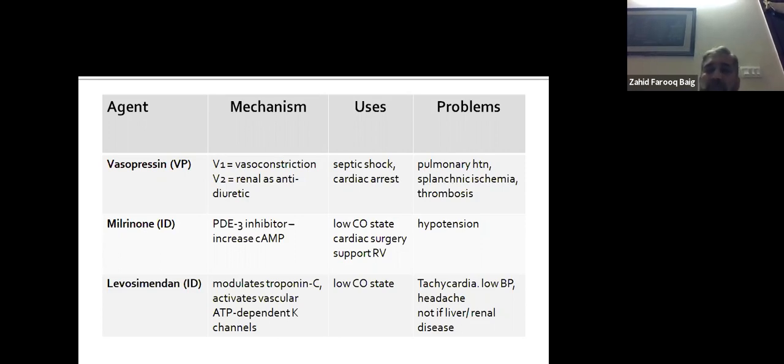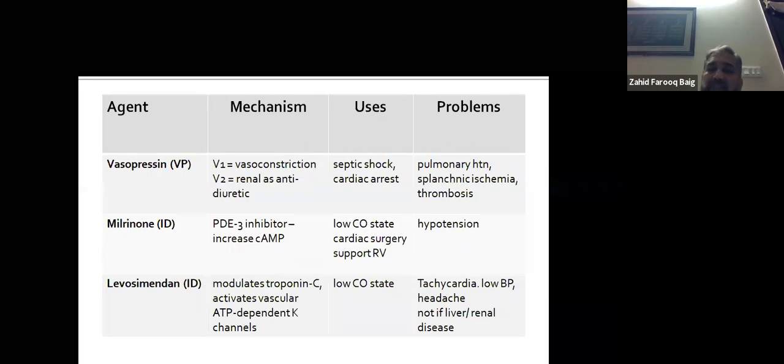Milrinone, a phosphodiesterase inhibitor, increases cyclic AMP by decreasing its degradation. That leads to increased calcium in the heart muscles and increased cardiac output. So it is an inodilator and it causes dilatation of the peripheral vessels. Its effect is almost similar to dobutamine, so it is used in low cardiac output states, cardiac surgery. Hypotension is the main problem.